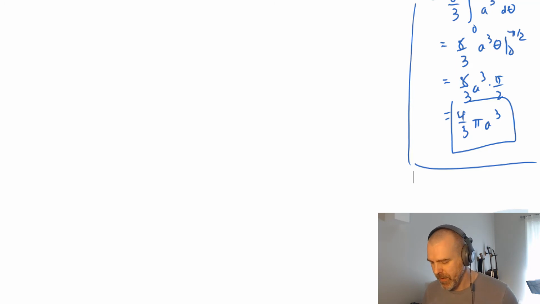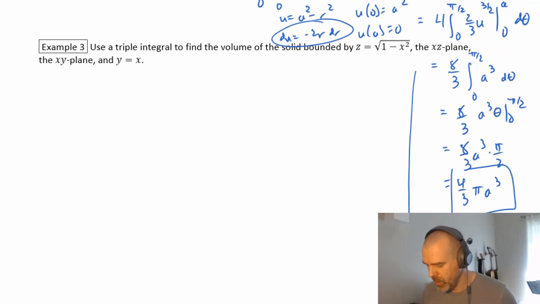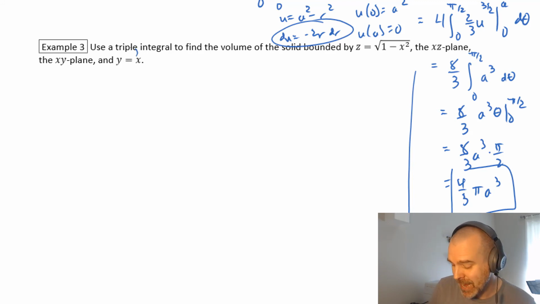Use a triple integral to find the volume of the solid bounded by z equals square root of 1 minus x squared, the xz plane, the xy plane. Oh, you cannot see that in the video. Z equals square root of 1 minus x squared, the xz plane, the xy plane, and this is not the line. That's not the line. It's the plane y equals x. Okay.